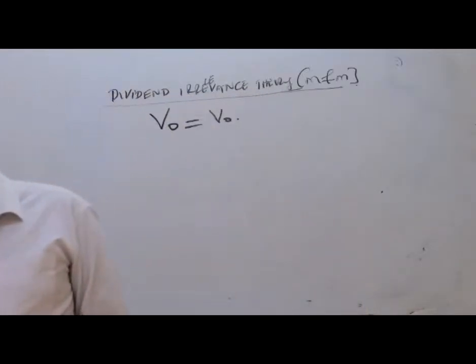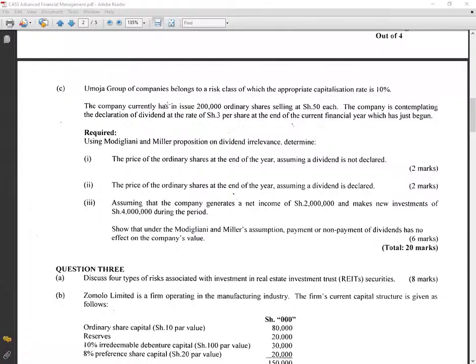So here we are. We are reading: Umoja group of companies belongs to a risk class of which the appropriate capitalization rate is 10%. Capitalization rate is cost of equity, or cost of capital. Here we shall use it as cost of equity. The company currently has in issue 200,000 ordinary shares selling at 50 each. The company is contemplating the declaration of a dividend at the rate of 3 per share at the end of the current financial year, which has just begun.